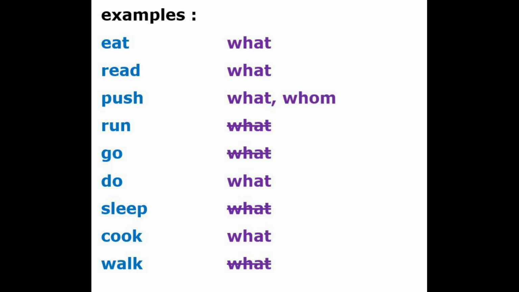Run: well, you don't get an answer when you ask the question what. Go: you don't get an answer. You just say I go or I'm going. It's an action complete by itself without even an object. Do: yes, you can ask the question what are you doing, what do you do, and then you say I do this, I do my work. Sleep: well, you don't get an answer. You can say I'm sleeping, and that's an action complete by itself.